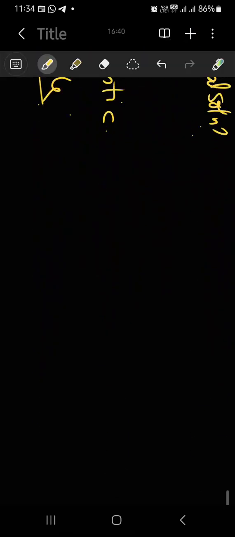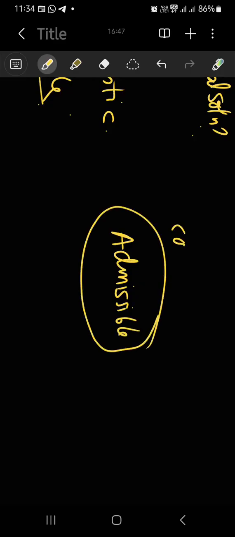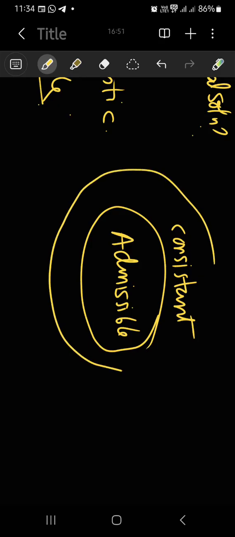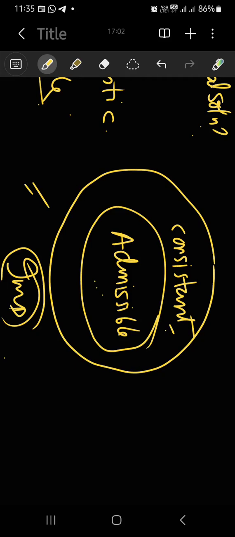এই ছবিটা সবসময় মাথায় রাখবে, অ্যাডমিসেবল, আর এর বাইরে হচ্ছে কনসিস্টেন্ট, এই হচ্ছে গল্প। মানে কনসিস্টেন্ট যদি হয় অ্যাডমিসেবল হবেই, বাট অ্যাডমিসেবল যদি হয় তাহলে কনসিস্টেন্ট হতেও পারে, নাও হতে পারে। সো প্লিজ কিপ দিস থিং ইন মাইন্ড, ঠিক আছে?